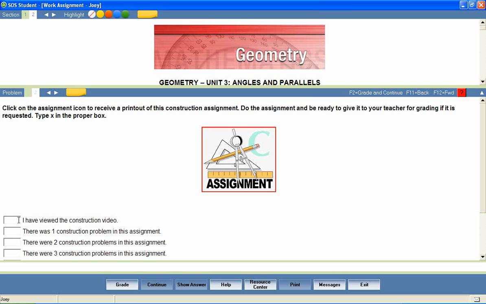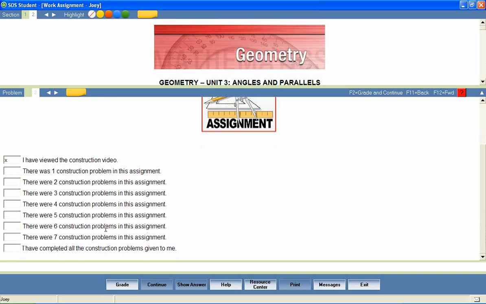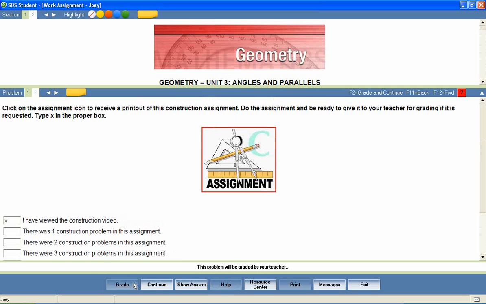Here they need to indicate whether they viewed the construction video and how many construction problems were in the assignment. In addition, they need to indicate that they have completed all the construction problems. This assignment is then cleared for grading by the parent.